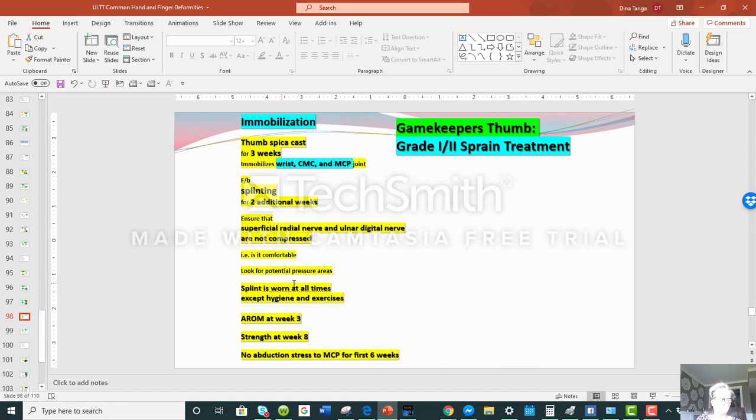Look for potential pressure areas. Splint worn at all times except hygiene and exercise. Active range of motion at week 3. Strength at week 8. No abduction stress at the metacarpal phalangeal joint for the first 6 weeks.